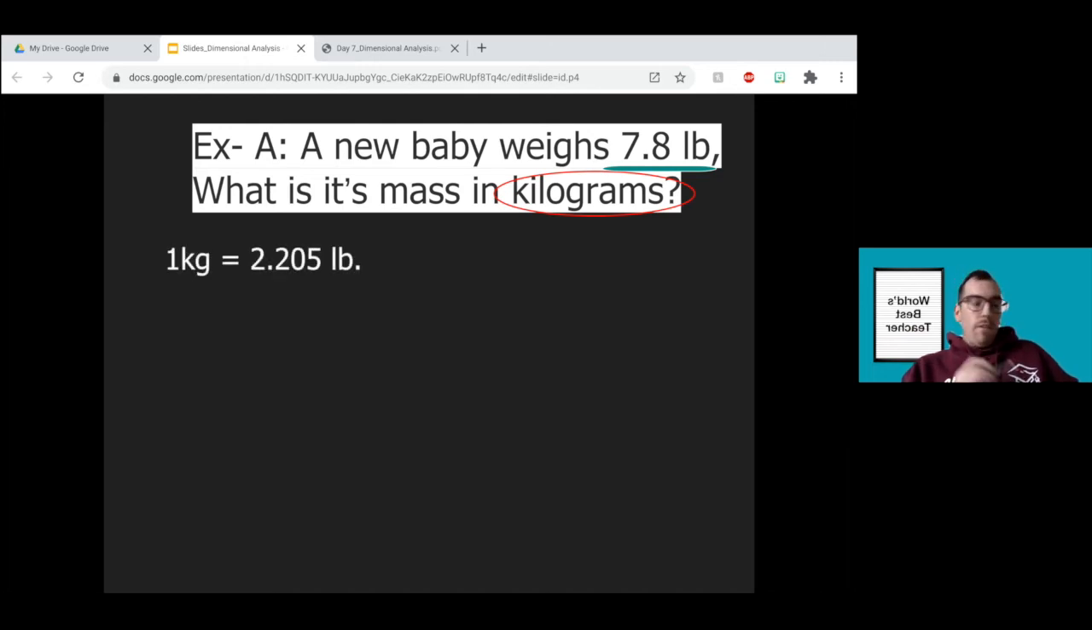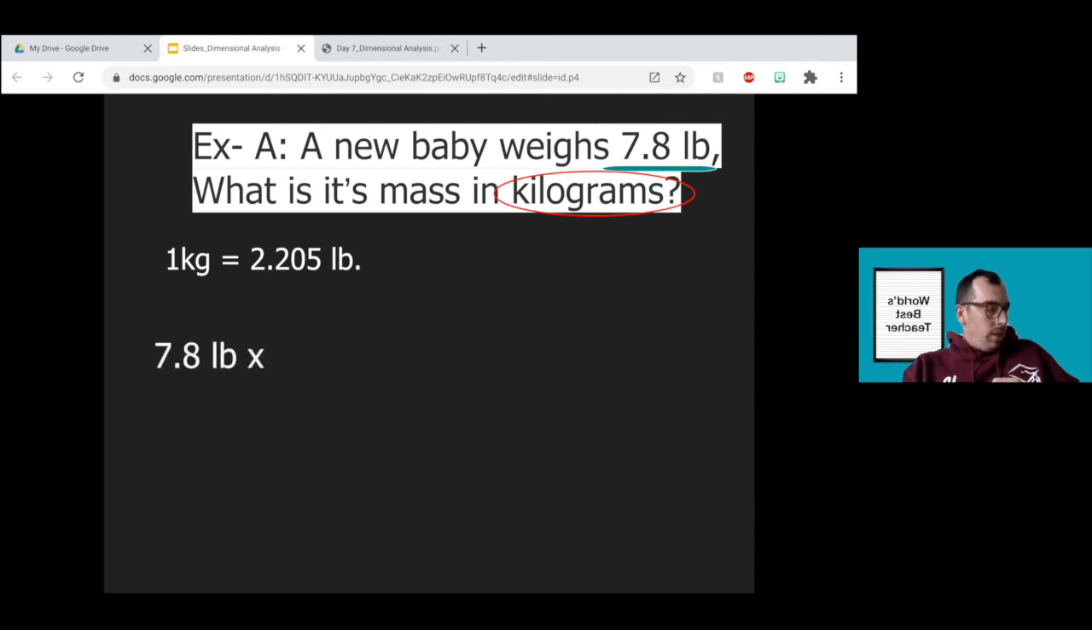So let's write down our first equivalent statement. 1 kilogram equals 2.205 pounds. Now I'm giving you this equivalent statement. You won't always be given equivalent statements, but if you're not given one, you can usually figure out the equivalence using the conversion charts on the front page of your reference tables to find the order of magnitude of your prefixes and your units.